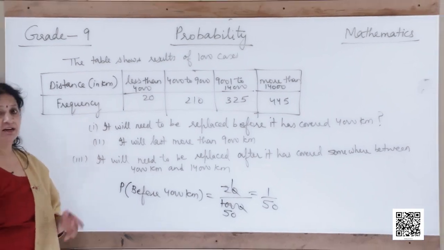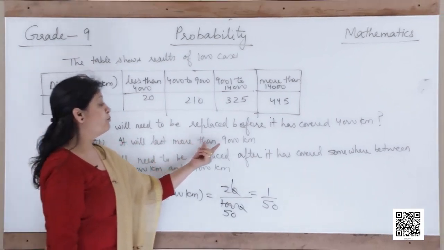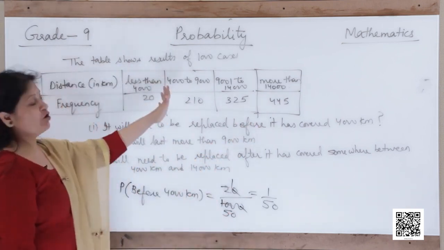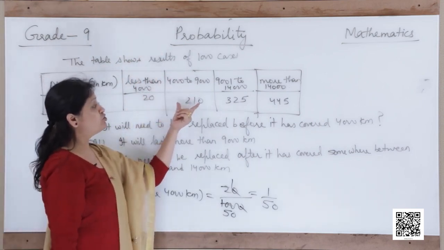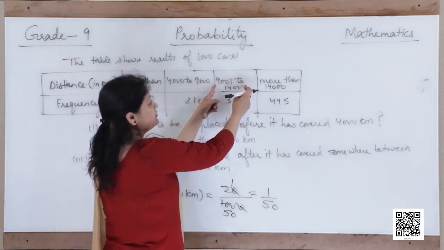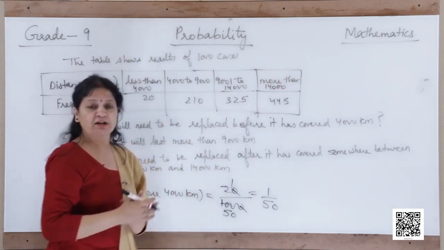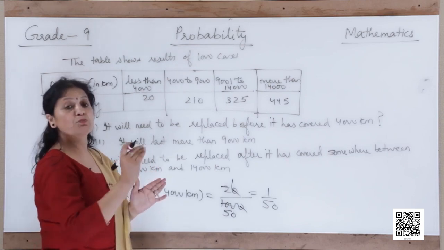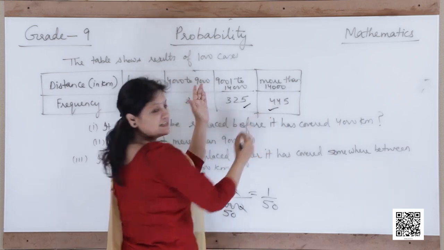Now, in the second part, they are asking, find the probability that it will last more than 9,000 kilometer. Now, please check from your table, more than 9,000. Here it is 4,000 to 9,000. More than 9,000 means it can be 9,000 to 14,000 also, and more than 14,000 is also more than 9,000. So that means how many tires are there where it is more than 9,000. So more than 9,000, both the cases are there.